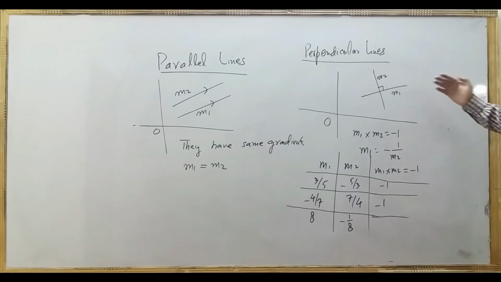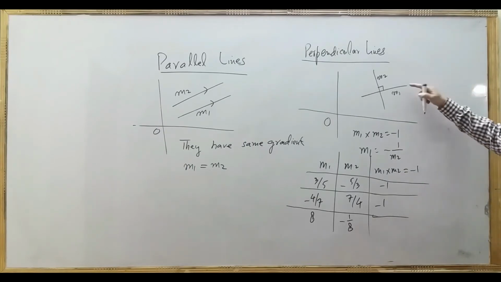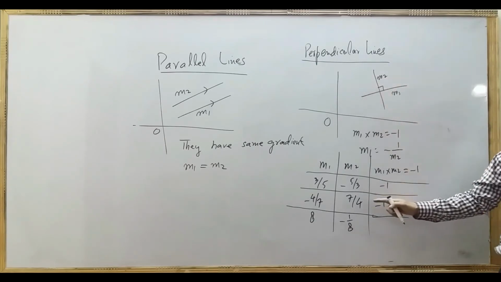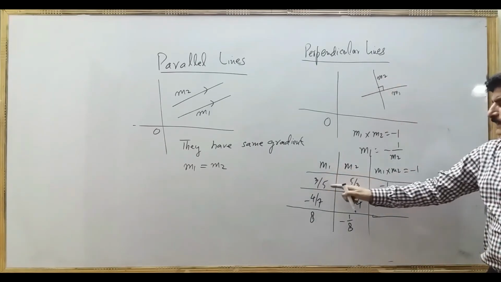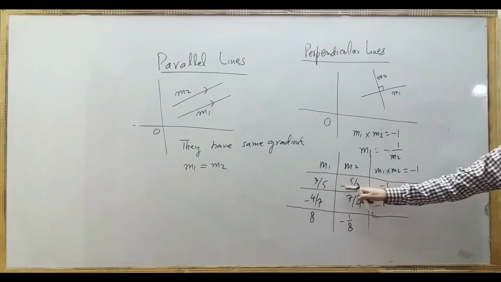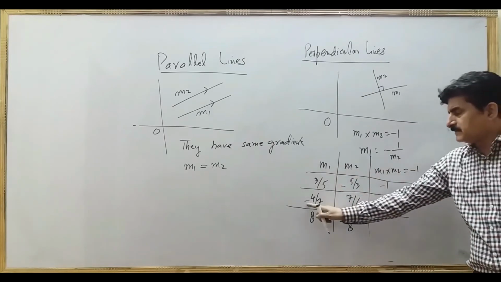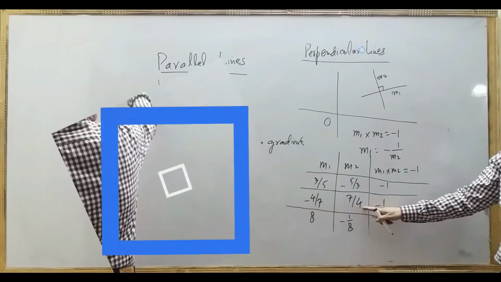So in questions, you will be given the gradient of one line and you have to use it for the second line. So you have to keep this in mind that you will take the reciprocal of these and then you will change the sign. If it is given positive, you will put a negative sign. If it is given negative, then you will take a positive sign.